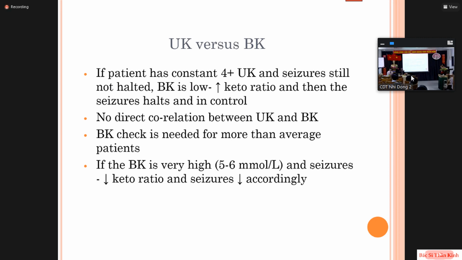In some cases, if the blood ketones are very high, that is around 5 to 6 millimole per liter, and the seizures have increased, we have seen certain cases even at our center. In this case, you have to reduce the keto ratio, and with this, the seizures will also reduce accordingly.